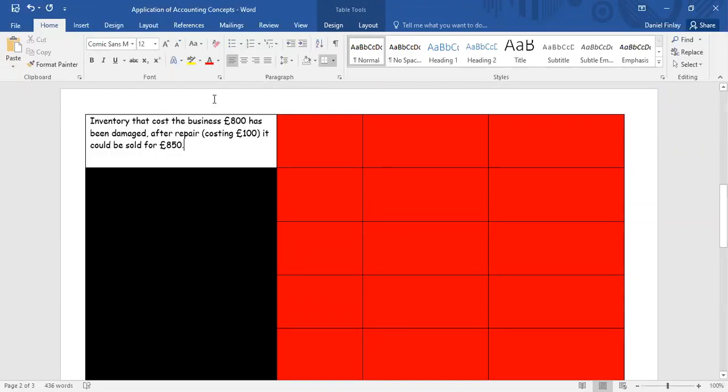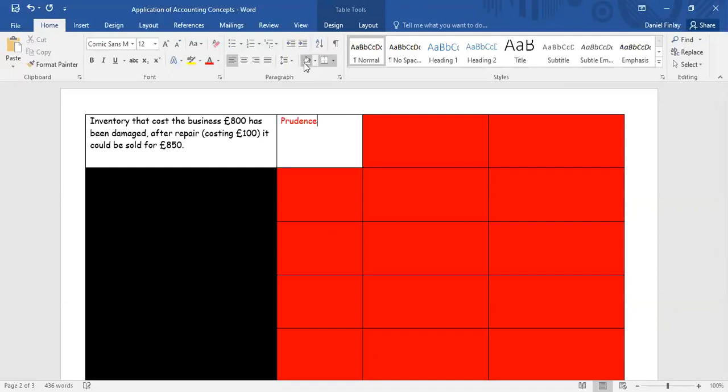Inventory that cost the business £800 has been damaged. After repairs costing £100, it can be sold for £850. So the first thing to work out is the net realizable value. So do 850, take away 150, so 750. So the inventory, which cost £800, is really worth £750 now. So we value it as 750.